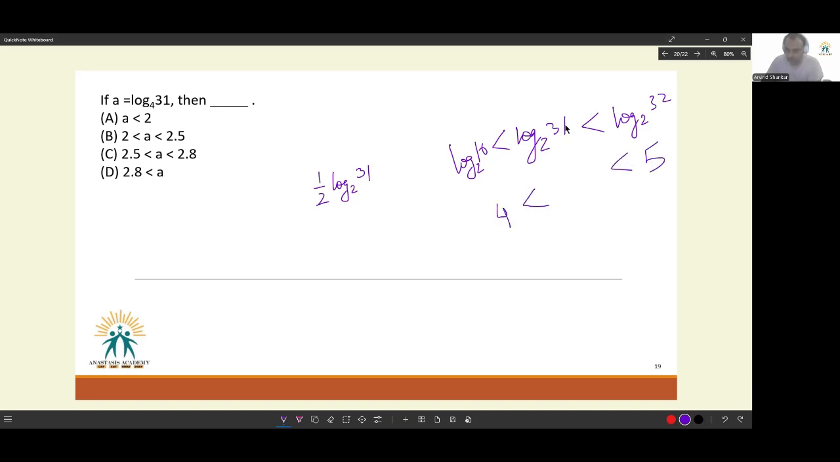So the value of log 31 to the base 2 will lie somewhere in the range 4 to 5. So I can say the value of this expression will be 4 by 2 to 5 by 2, or it will be in the range 2 to 2.5. This is the value of A, or the range is identified as option B. Here simply you had to see 4 is a power of 2 and 31 is very close to a power of 2. Utilizing that, you had to come up with your expression. The precise value finding will of course not happen.